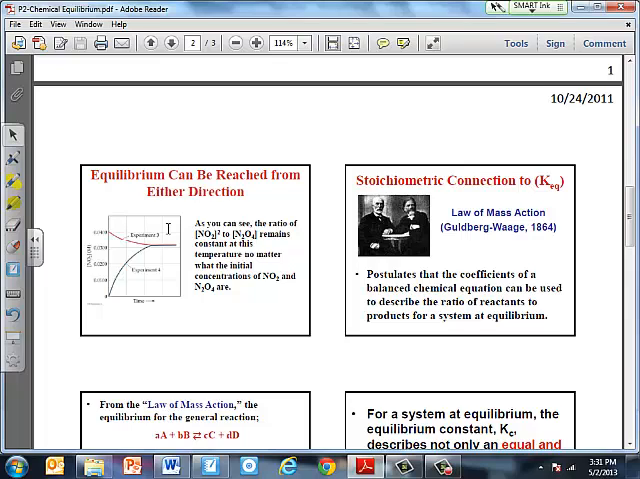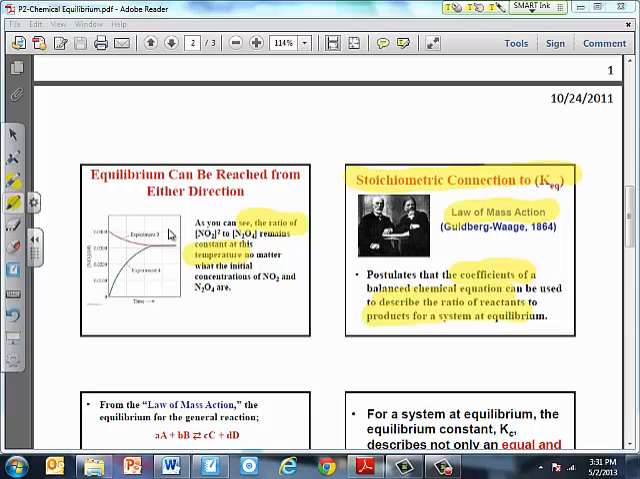So if we flip the page here. Again, equilibrium can be reached from either direction, and this ratio is always going to stay the same at a constant temperature. It doesn't matter what you start the reactants with, it's always going to level out. Now what happens is we get this stoichiometric connection, called the law of mass action, which is pretty much the idea that the coefficients of a balanced chemical reaction can help us describe that ratio.